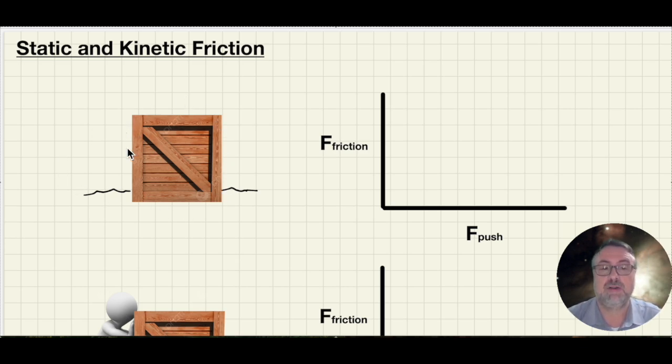So let's start with a crate here with no forces acting on it. No one pushing it, at least. There, of course, are some forces acting on it. If we diagram the forces acting on the crate, the only two forces acting on the crate now would be the normal force and the force of gravity. And these would be equal and opposite because the crate's not in motion.